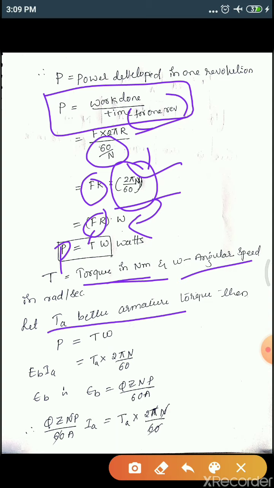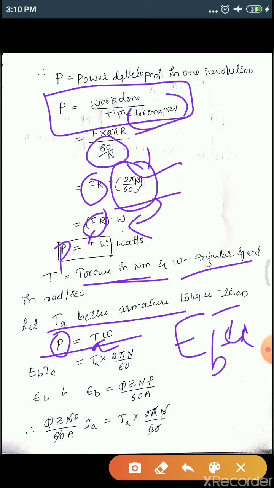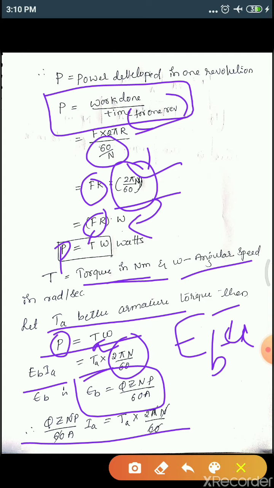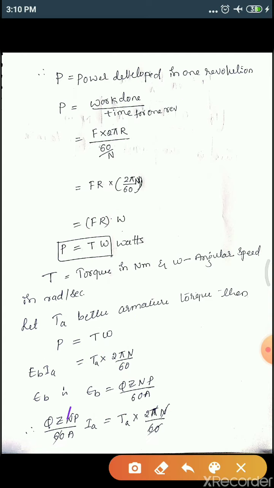Let Ta be the armature torque. Then P is equal to Ta into omega. The power developed by the motor is nothing but back EMF into the current flowing through it, that is Ia. Therefore Eb into Ia will be equal to Ta into omega, and omega is 2 pi N by 60. What is the formula for Eb? Eb is equal to phi Z N P by 60A. Substitute in this equation. N is a common term and 60 is a common term.